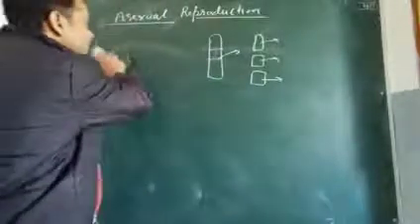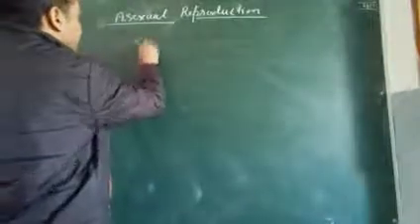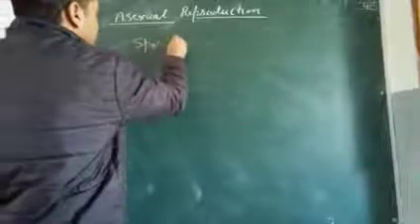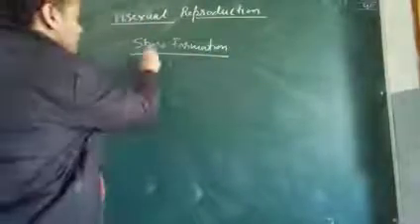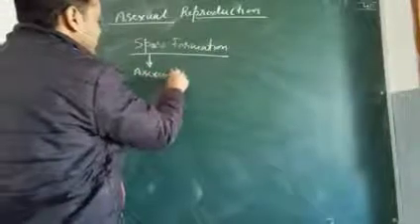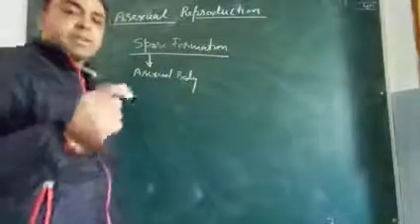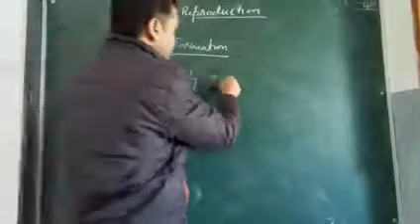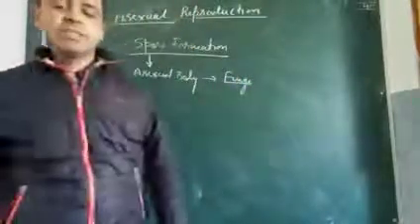And after that, the next asexual method is spore formation. Here a spore is an asexual body that develops into organisms like fungi. Like you have seen the fungi, bread mold.